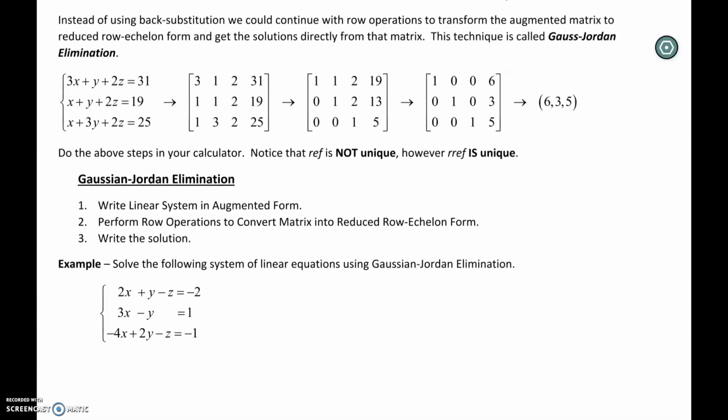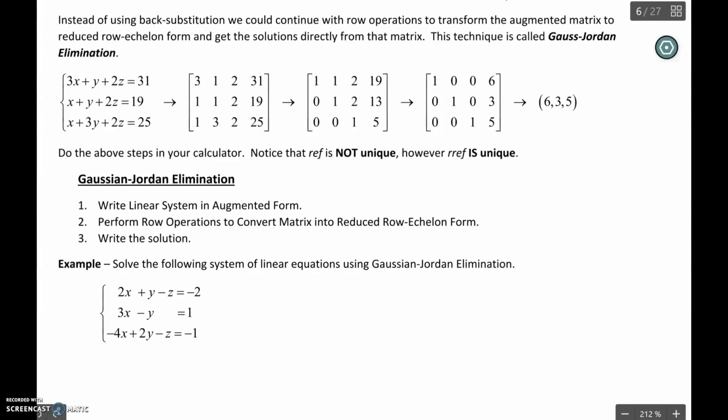Okay, so the last one, instead of using back substitution, we could continue with row operations to transform the augmented matrix to reduced row echelon form and get the solutions directly from that matrix. This technique is called Gauss-Jordan elimination. So you just keep going.